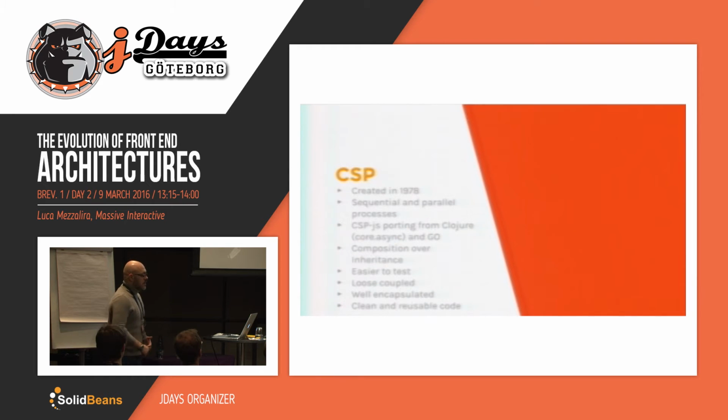Currently in JavaScript, there are several libraries that you can use in order to have CSP inside your application. My favorite one is CSP.js, which is basically a port from Clojure and Go routines, and it is using the concept of Go routines inside the library. It's interesting because it obviously favors composition over inheritance, and also it's super easy to test because we are trying in this case to completely decouple two different objects through a channel.